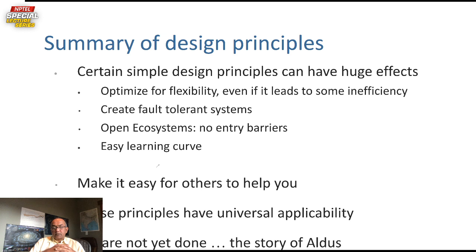Create open ecosystems where there are few or no barriers to entry. And finally, make it easy for people to come on board. The general idea here is that these really big things are too difficult for you to do by yourself. You need a lot of help from lots of people. And in order to do that, you have to make it easy for them to participate. All of these principles, at some much higher level, make it much easier for others to participate. These are principles which have universal applicability.